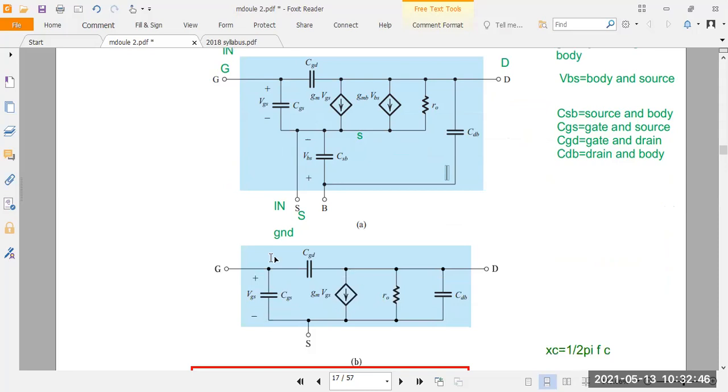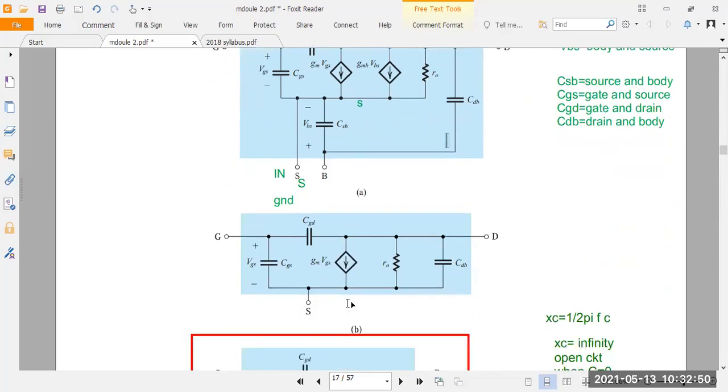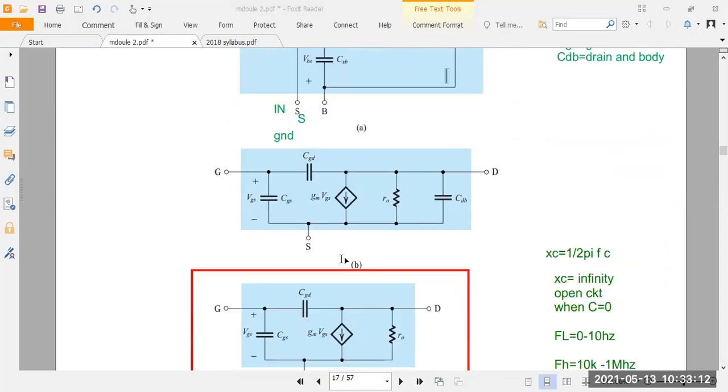Same thing, they have given a second model. What happened here? They have neglected the bulk connection. For the second circuit, they have taken only three capacitances: gate to source, gate to drain, and drain to bulk. For the first figure, they have included the bulk. In the second figure, they have neglected the bulk.